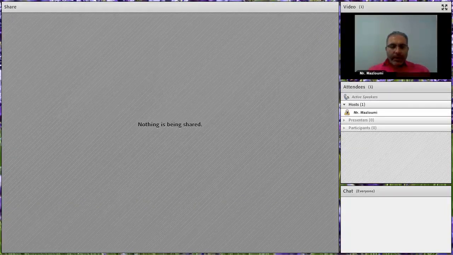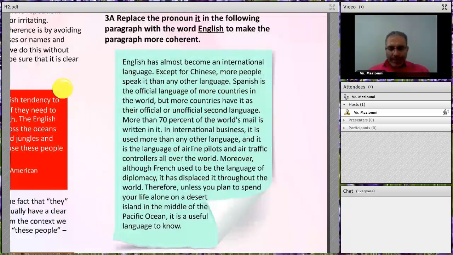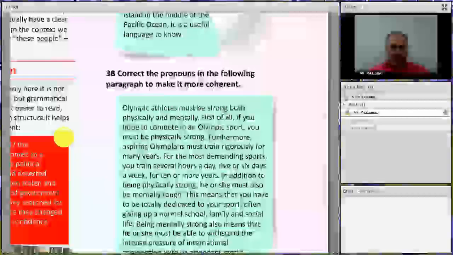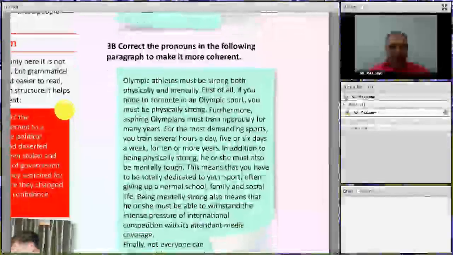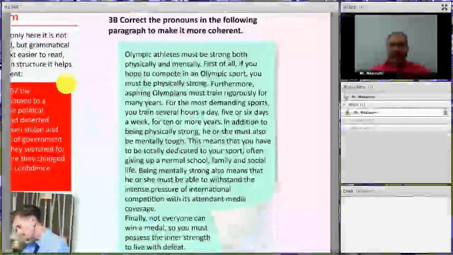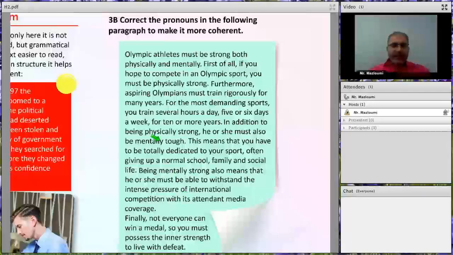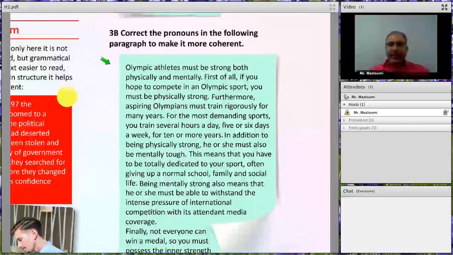So, in the second exercise, second part, 3B, there is another paragraph. Well, we've got another paragraph. Okay. So, 3B. Correct the pronouns in the following paragraph to make it more coherent.